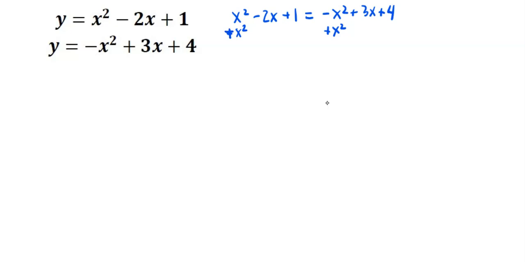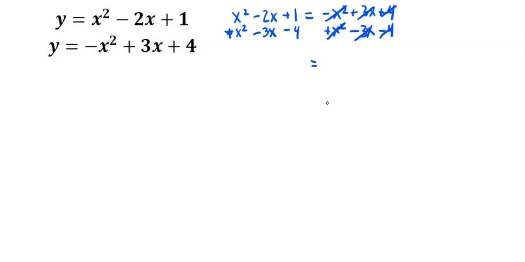And subtract 3x from both sides. So I'm just putting them by their like terms. And then minus 4 over here as well. So this cancels over here, this cancels this, and this cancels that, leaving 0 on the right.